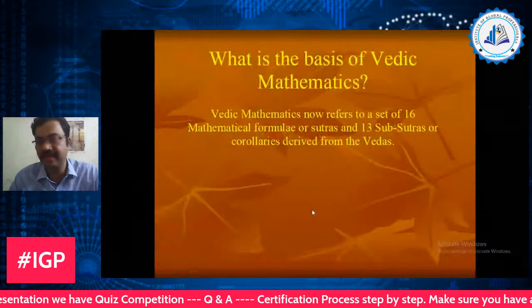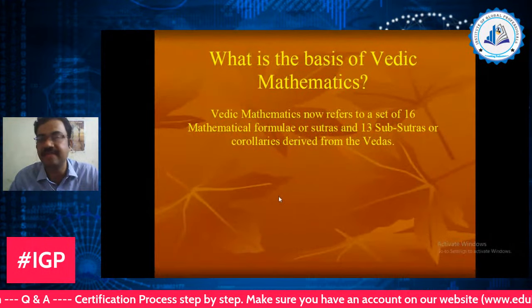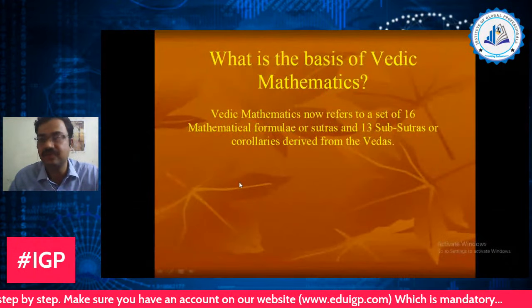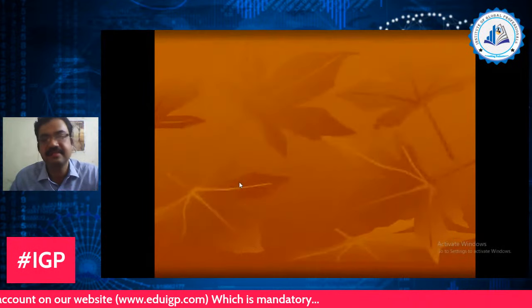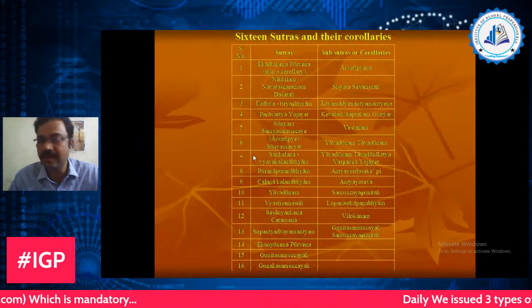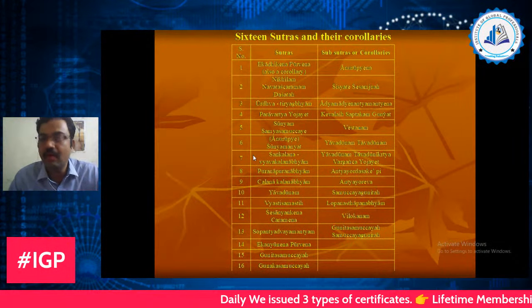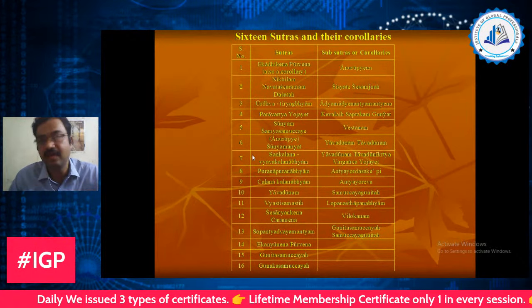What is the basis of Vedic mathematics? Vedic mathematics now refers to the set of 16 mathematical formulae or sutras and 13 sub-sutras or corollaries derived from the Vedas. The 16 sutras and the corollaries are shown in the following table. If any human learns all 16 formulas, then he becomes a calculator.